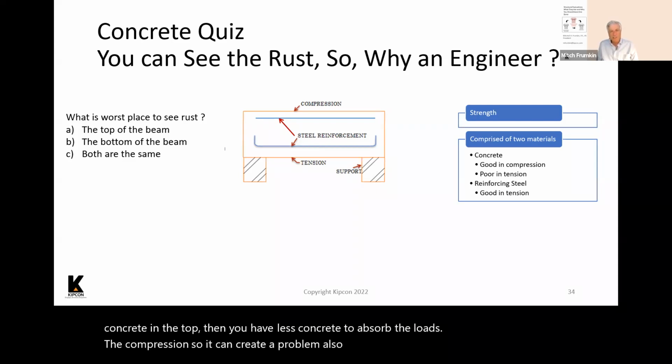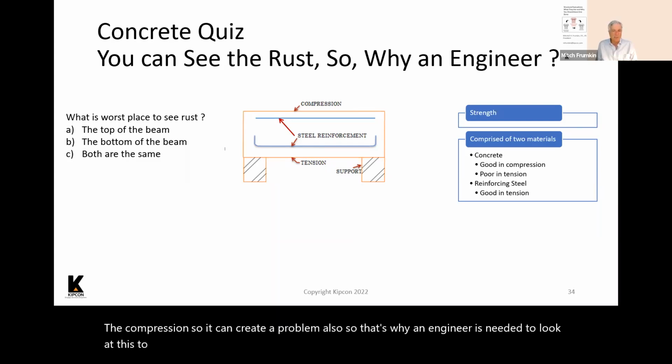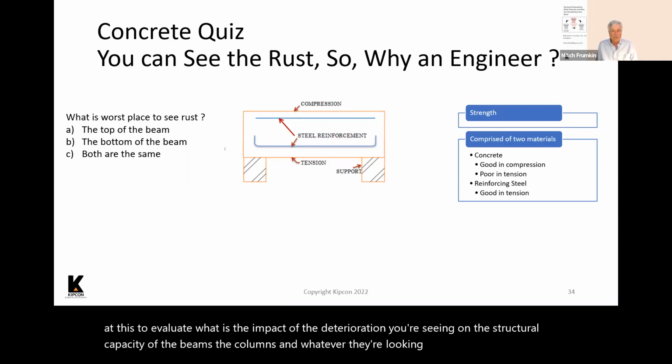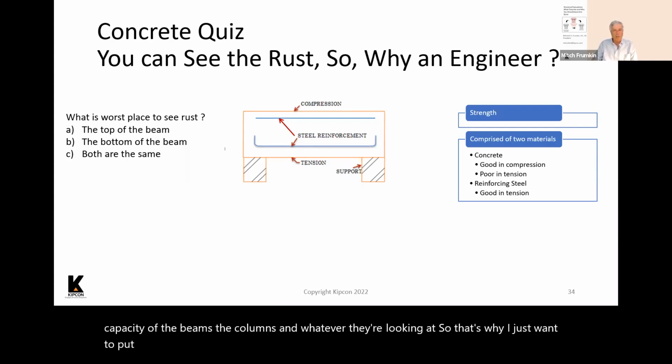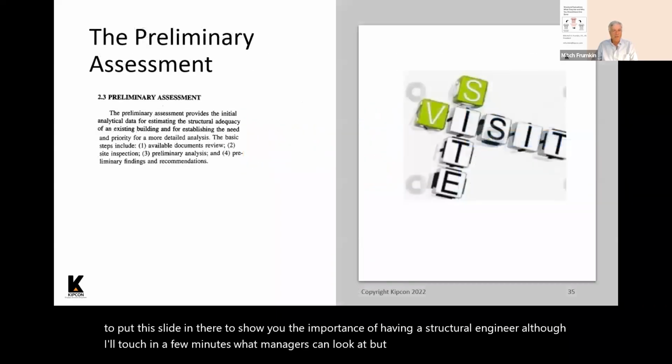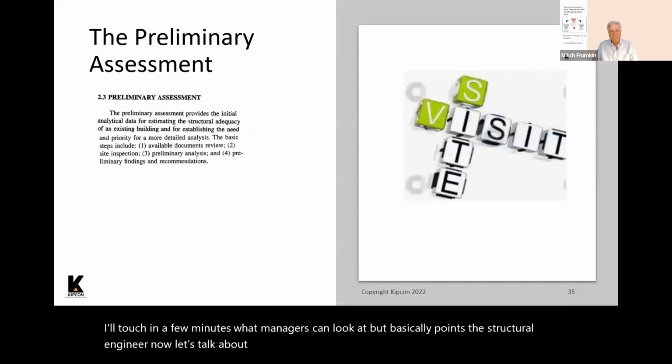So that's why an engineer is needed to look at this to evaluate the impact of the deterioration you're seeing on the structural capacity of the beams, the columns, and whatever they're looking at. That's why I want to put this slide in there, to show you the importance of having a structural engineer, although I'll touch on in a few minutes what managers can look at. Now let's talk about the few different types of assessment.